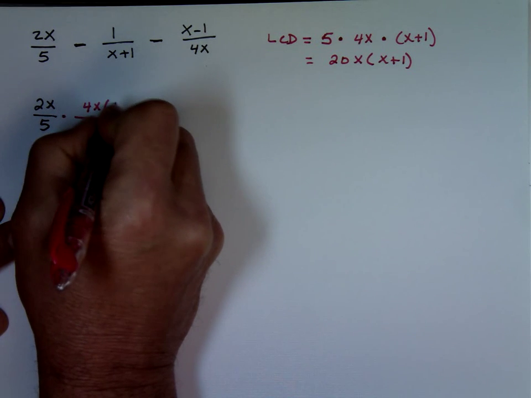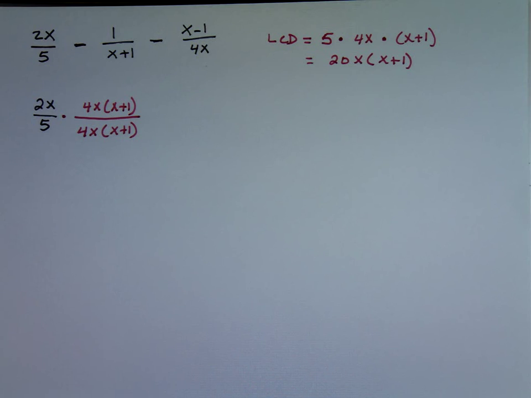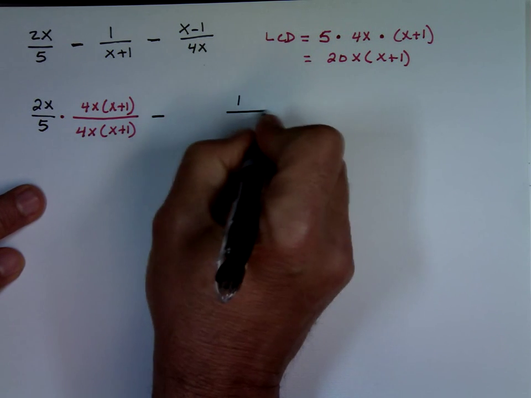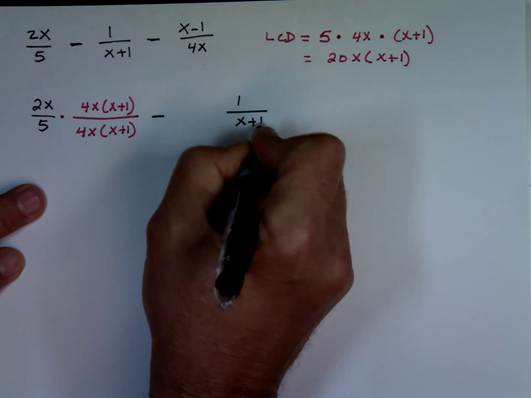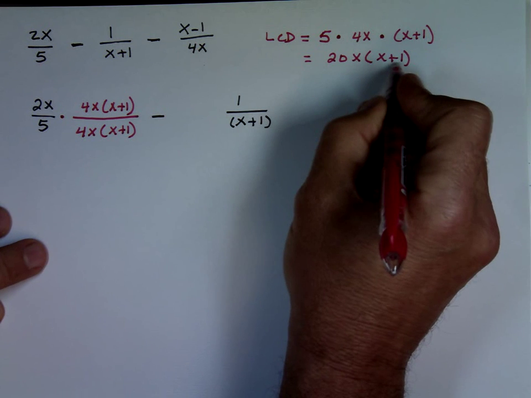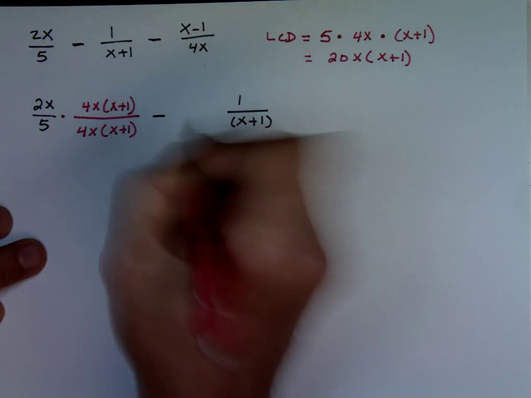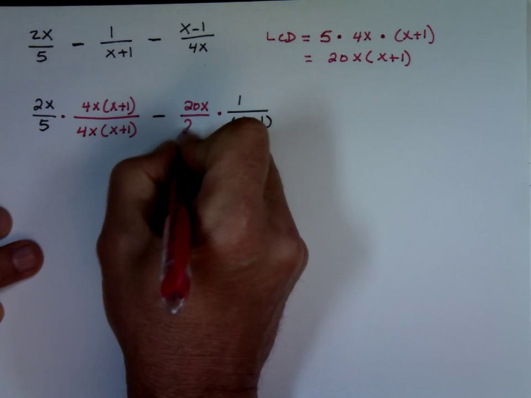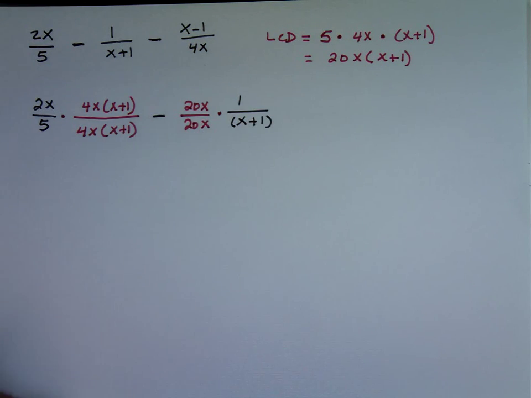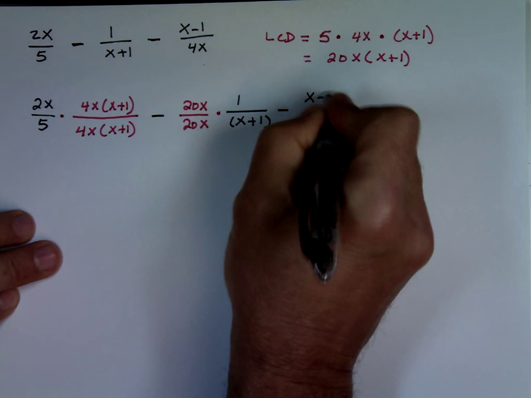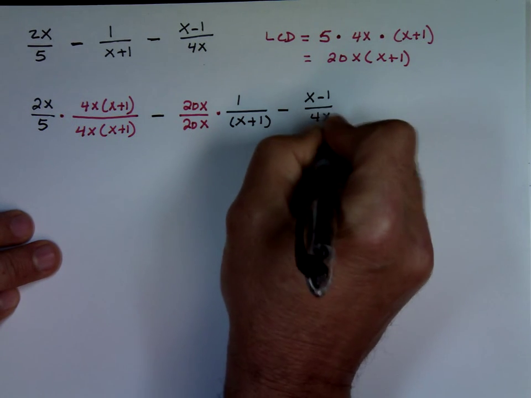Here's the minus. Leave a space in the front. Notice what's missing from that. You have the x plus 1, but you don't have the 20x. So you multiply the top and the bottom by 20x. And the last one, I get the 4x, so I'm missing the 5 and the x plus 1.